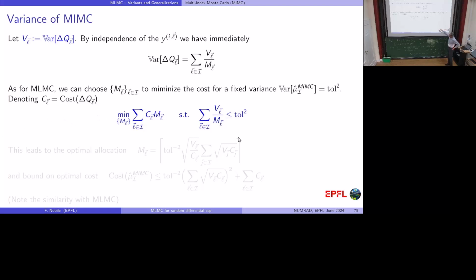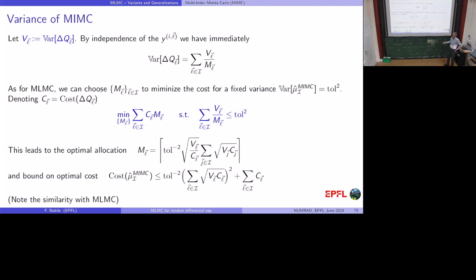This optimization looks very much like the one in Multilevel Monte Carlo. I just have a more general index set, but it works exactly the same, so you get exactly the same formula. The sample size on each level, each multi-index, should scale like the square root of V_L over C_L. And then you plug this into the cost. So the cost of the MIMC estimator is tau to the minus 2 times this sum of the square root of V_L C_L, plus the rounding from the ceiling part, which we forget.